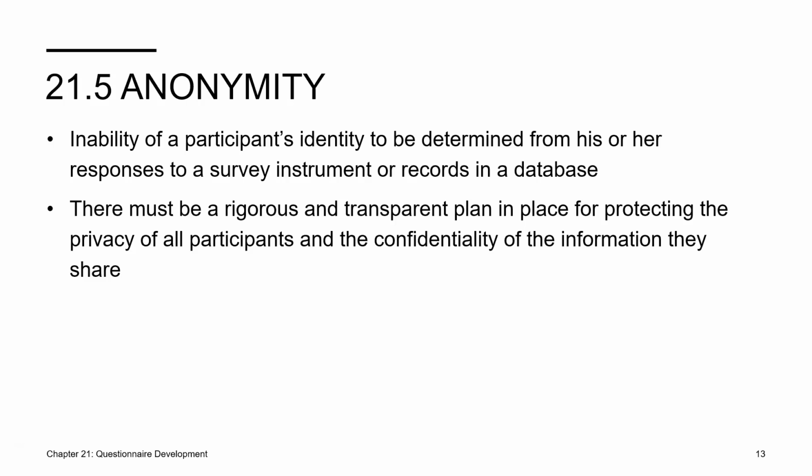So section 21.5 goes over anonymity. Anonymity is the inability of the participant's identity to be determined from his or her responses to a survey instrument or records in a database. There should be a rigorous and transparent plan in place for protecting the privacy of all participants and confidentiality of the information they share. So if you're doing a cross-sectional survey of students or participants at a clinic, or anyone you work with, it's really important to not collect identifiable information about them if you don't need to.